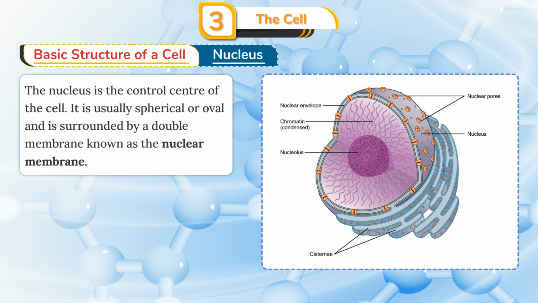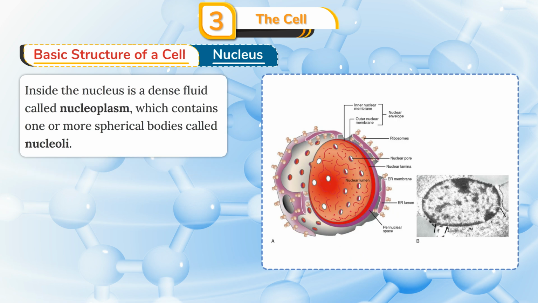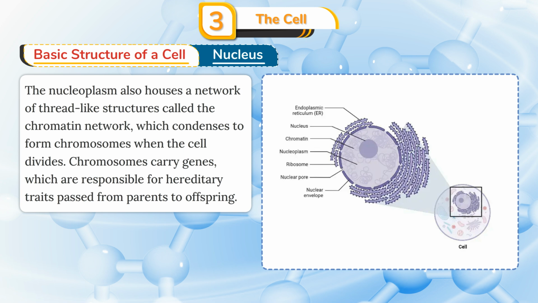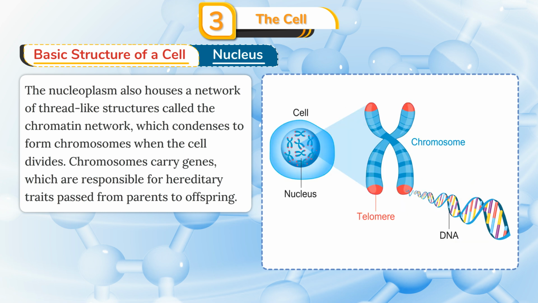Nucleus. The nucleus is the control center of the cell. It is usually spherical or oval and is surrounded by a double membrane known as the nuclear membrane. Inside the nucleus is a dense fluid called nuclear plasm, which contains one or more spherical bodies called nucleoli. The nuclear plasm also houses a network of thread-like structures called the chromatin network, which condenses to form chromosomes when the cell divides.